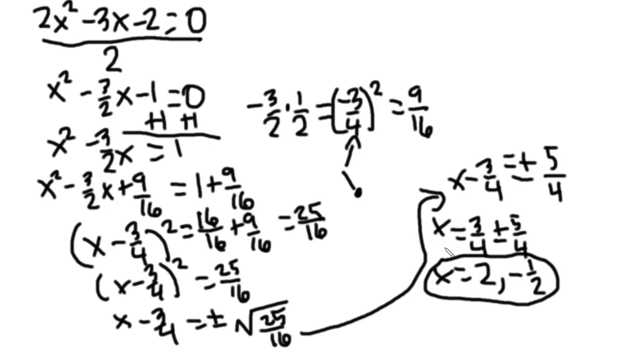Sometimes you will get square roots when you do this. Sometimes the numbers are not very nice. But this does work every single time, no matter what. So let's do another one. Let's do x squared minus 7x minus 4 equals 0.